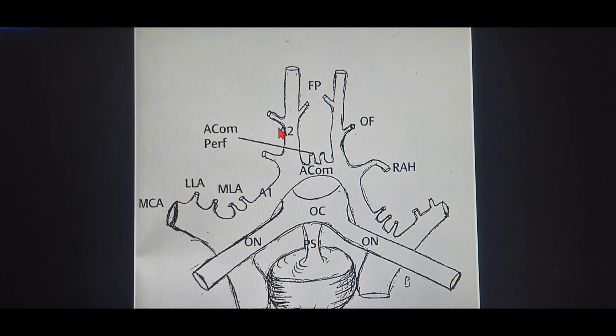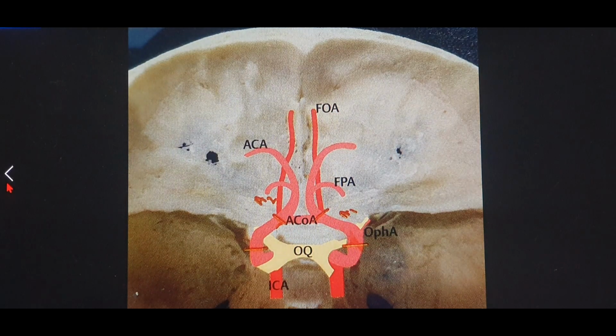Now this A2 segment has 3 branches. As we are concerned with the transcribriform approach, this very same A2 gives off 3 branches which we are going to encounter while doing a transcribriform and a transplanum approach. The very first artery you can see over here on the lateral aspect, just above the ACOM, is the recurrent artery of Heubner. As we go above on the lateral aspect, this is the orbitofrontal artery, and on the medial aspect, this is the frontopolar artery. So the 3 branches from the A2 are the recurrent artery of Heubner, the orbitofrontal artery, and the frontopolar artery.